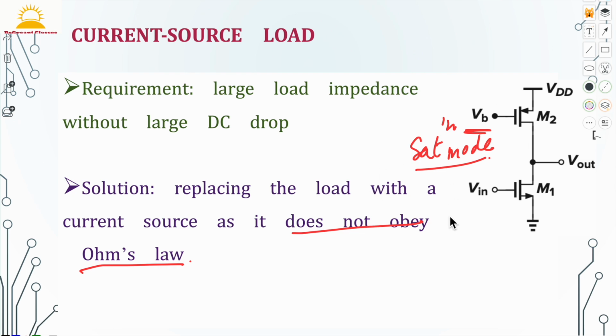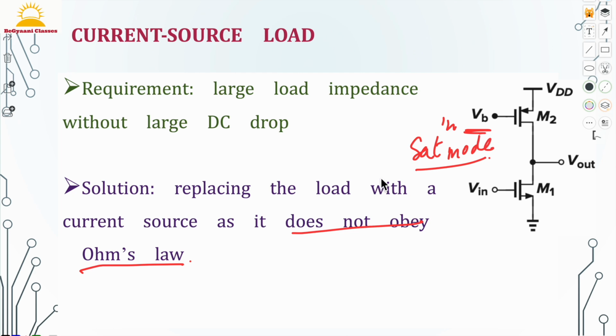So this is the circuit of the current source common source amplifier, and here M2 is acting as the current source load to this common source amplifier. This VB is the bias voltage of M2.